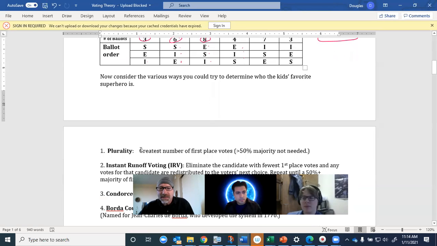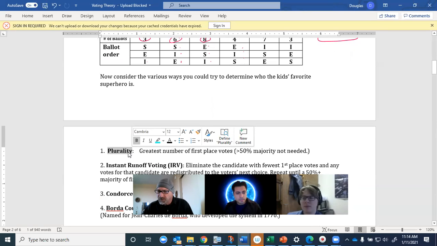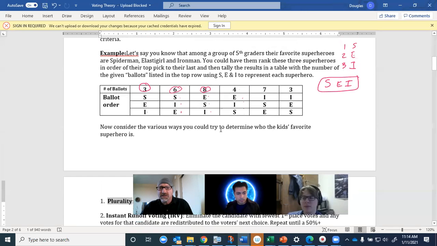In the plurality method, the greatest number of first place votes wins. This is called plurality, and that's what we're all used to. Most of you are very used to the plurality method. That's the common method. And notice it says a greater than 50% majority is not needed. So let's look at this.